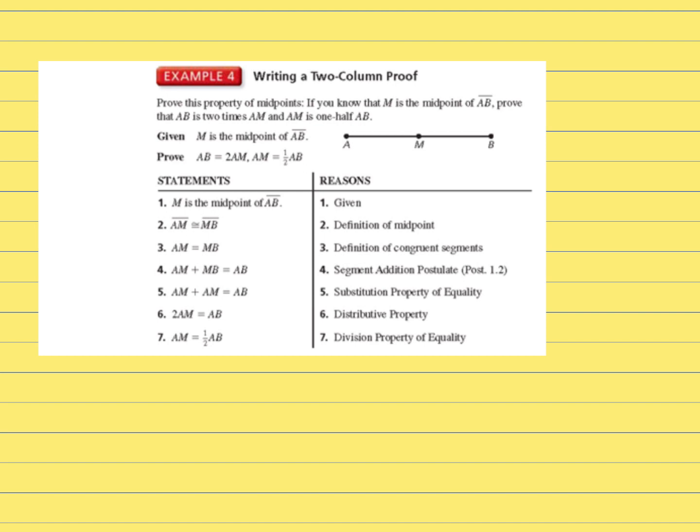So then we can substitute AM in twice. So AM plus AM is also equal to AB. That's the substitution. Then we can put those together and come up with 2AM equals AB. That would be distribution. And then we have finally that AM is equal to 1/2 of AB by dividing by 2.